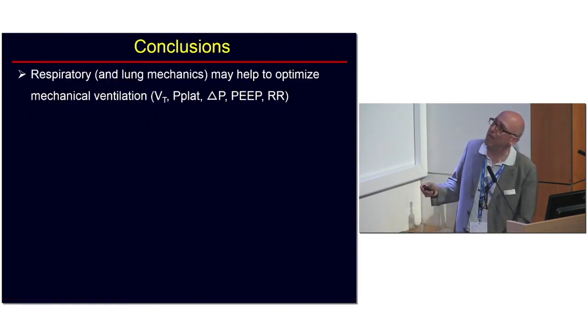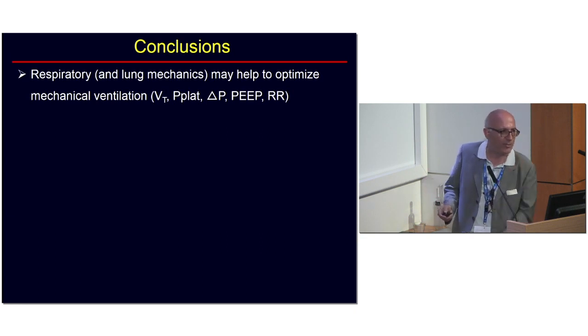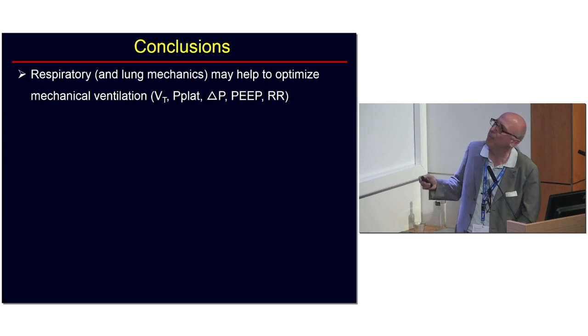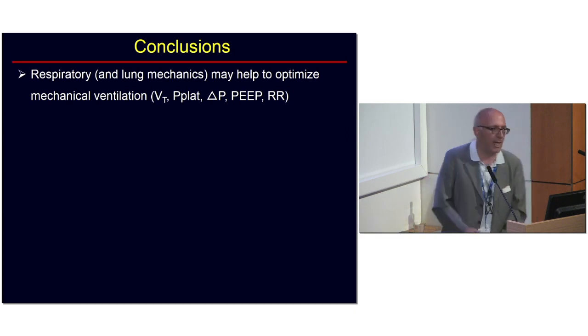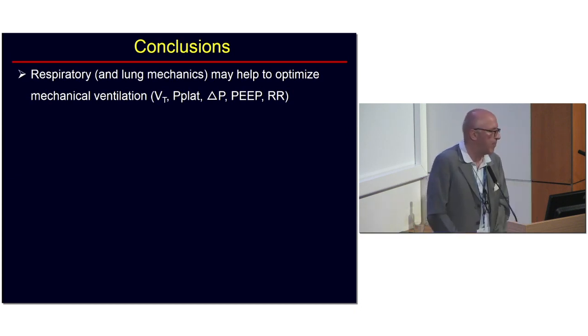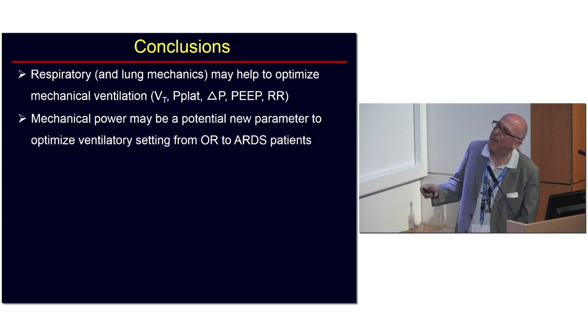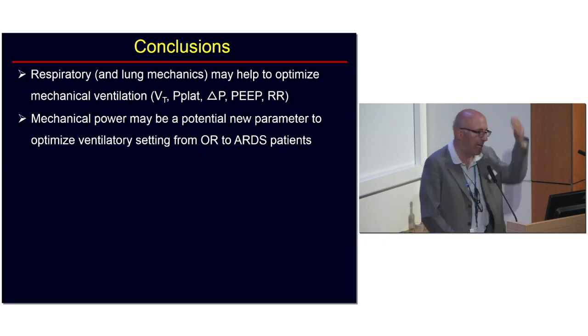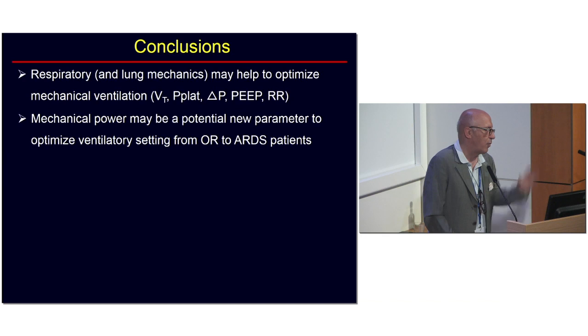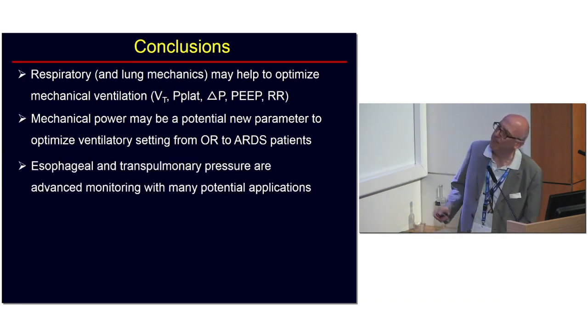So the conclusions: respiratory mechanics and perhaps lung mechanics, but I showed you that it's very difficult to partition and interpret data, may help to optimize mechanical ventilation: tidal volume, plateau pressure, driving pressure, PEEP and respiratory rate. And respiratory rate is the key at the moment. Mechanical power may be a potential new parameter to optimize ventilator settings from the operating room to RDS. I gave you some thresholds. Of course, this is not a randomized trial, but interesting data.